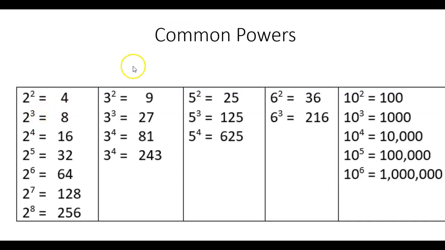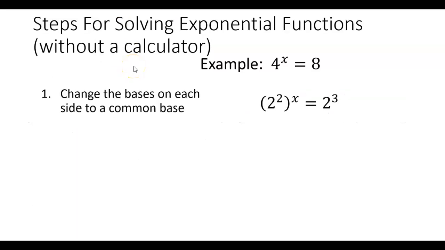So let's go ahead and do that. So the 4 becomes 2 squared. So instead of 4 to the x power, now I've got 2 squared to the x power. And the 8 becomes 2 to the third. So I got the bases on each side to be the same. I got them both to have a base of 2.